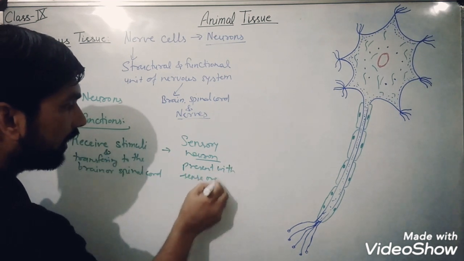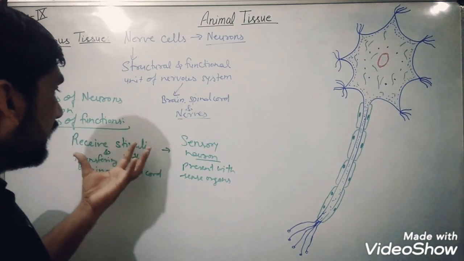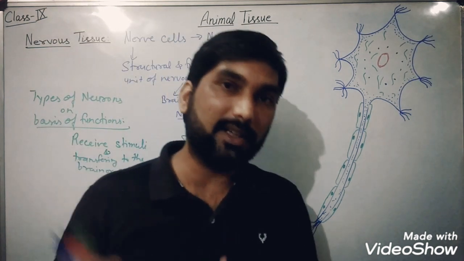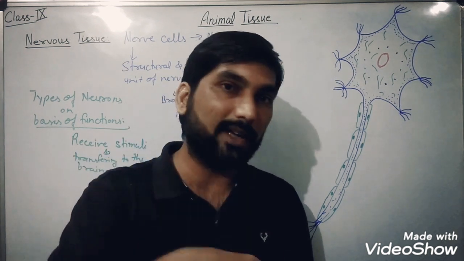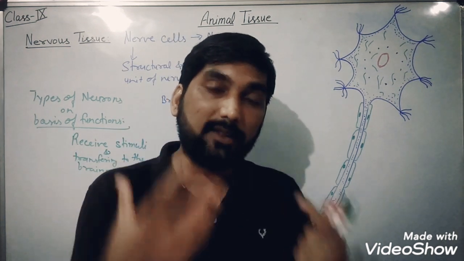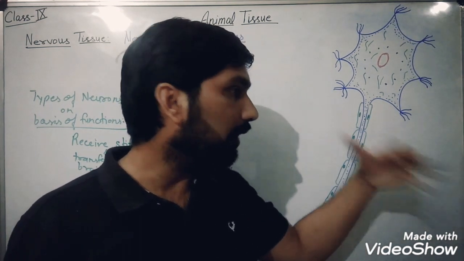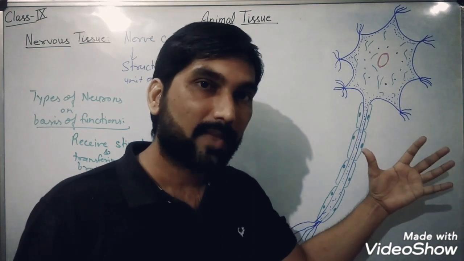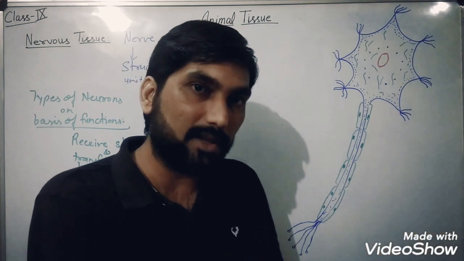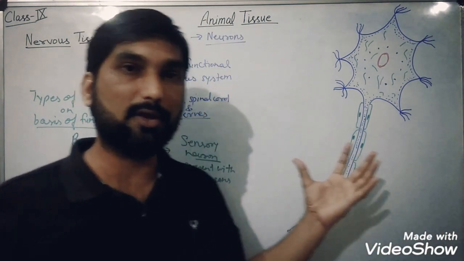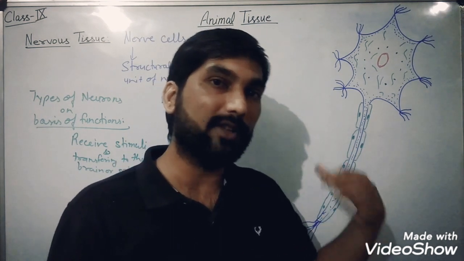Now when we talk about the second type, when the stimulus is received by these sensory neurons, they transmit the signal to the brain or spinal cord for taking action against this stimulus. Suppose our hand touches a hot object, immediately we move our hand away. How does this happen? Just because of the nervous system and the control and coordination that comes from our brain or spinal cord.